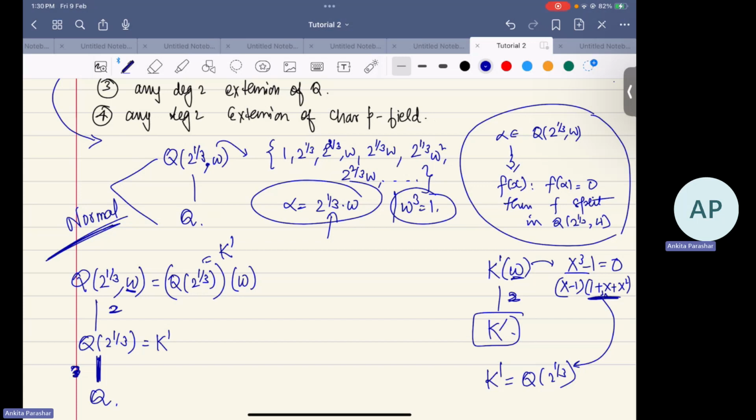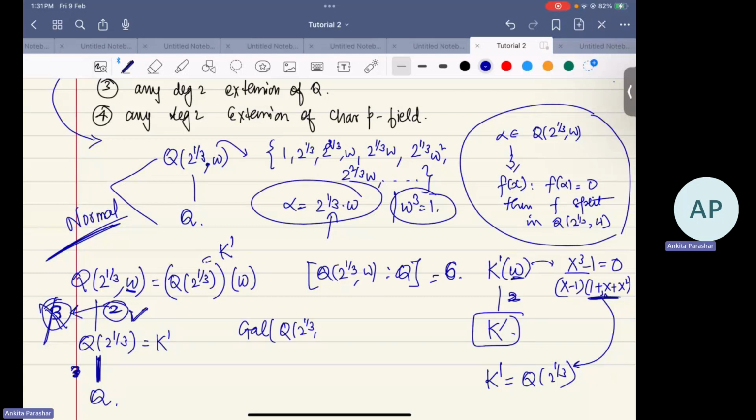Notice the degree is not 3. Here it is 2. The degree of Q(2 power 1 by 3, omega) over Q is a 6 degree extension, not 9. Somebody may think this is 3, but it is not 3. It's degree 2. All right, so we have a 6 degree extension over Q, which is Q(2 power 1 by 3, omega). It is a Galois extension. Notice for Galois, you have to look at the Galois group of Q(2 power 1 by 3, omega), that means all automorphisms from your field to the field.